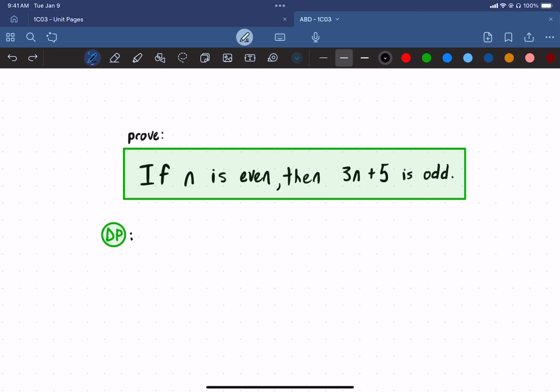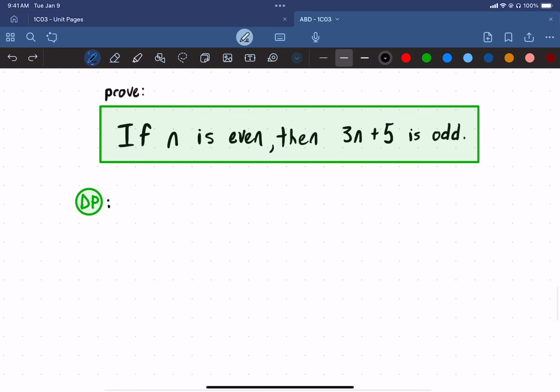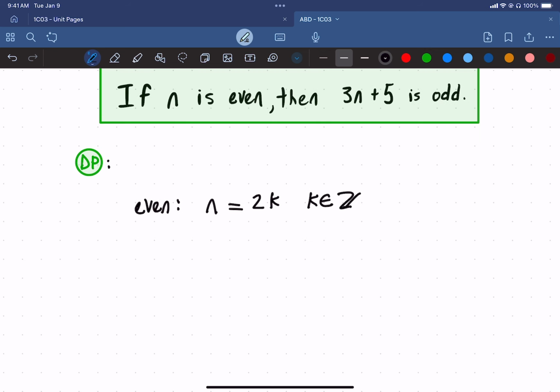Before we go with our proof, we want to make sure we understand what an even and odd number is. An even number is defined as follows, let's pretend it's n. If n is even, then it can be described as 2 times some integer k, because if it's even, it's divisible by 2. So if it's divisible by 2, it can be represented as 2 times some integer.